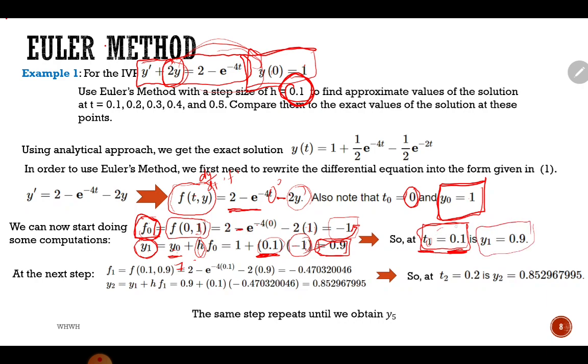Okay, t ni kita kan gap kita start daripada 0, 0.1, 0.2. So now is at t equals to 0.1. So kita dapat y sama dengan 0.9.